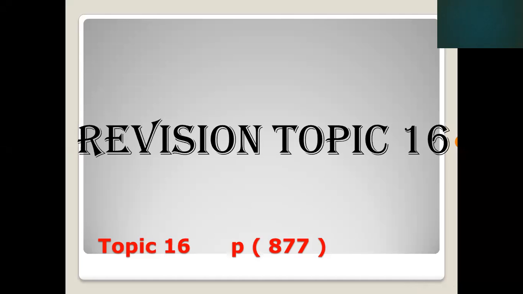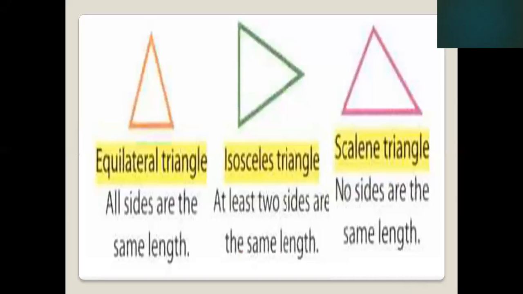So all of you focus with me and open page number 877. Firstly, I have here classifying triangles according to their sides and according to their angles. When I talk about classifying triangles according to their sides, I have to look at the three sides. If all sides of the triangle are the same length, this triangle is called the equilateral triangle.